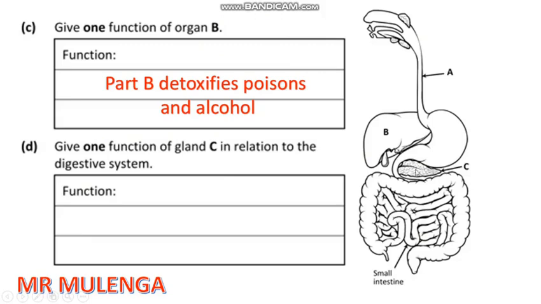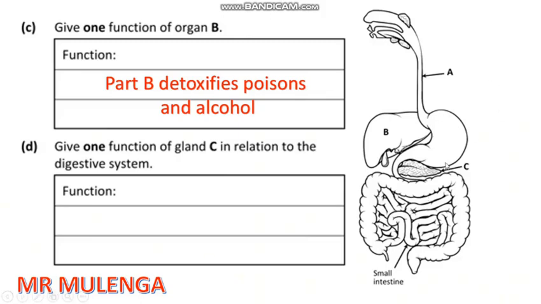So apart from that, you can also mention another digestive function of gland C, which is that it helps in regulation of blood sugar levels when it produces hormones such as insulin and glucagon. So what happens is that if the blood sugar levels are high or low, this gland C is going to produce two hormones, okay? Number one, insulin and glucagon, and these two hormones are going to help in the maintenance of the blood sugar levels.